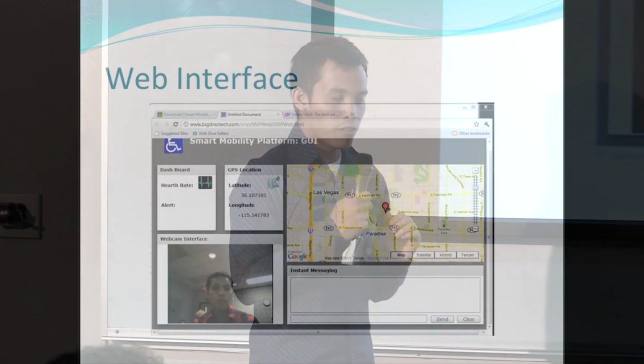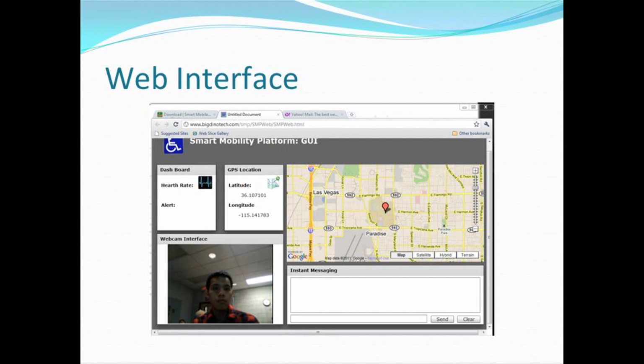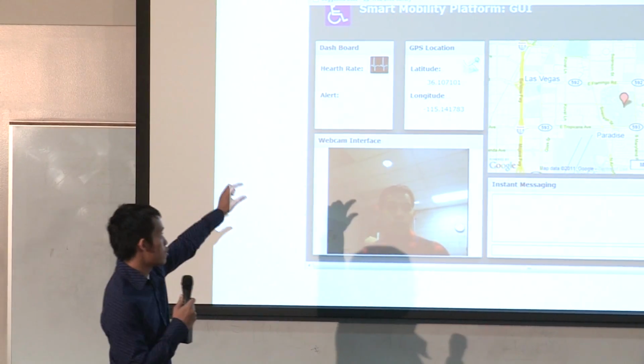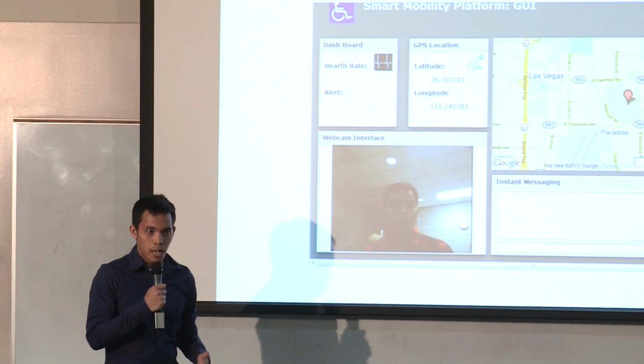And this is the web interface for our project. Basically, we have a camera, so we can monitor the person in the wheelchair if we need to. And we have a map, which is Google Maps, so we can track the wheelchair if needed, and an instant messaging box. That way we can talk to the user by IM. And then here, if you need to monitor the person or the patient, you can monitor the heart rate and some alerts. If something happened to him, like his heart stopped, then we can issue an alert right there, and we know that something went wrong.